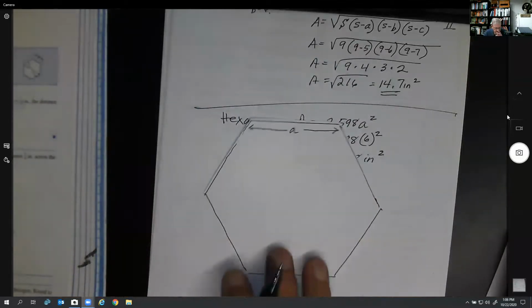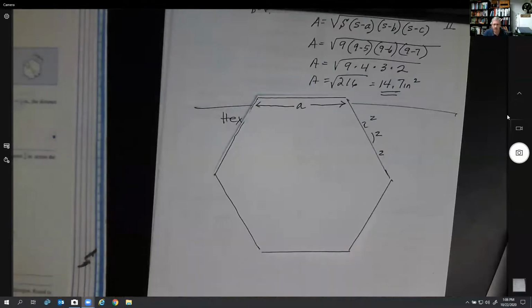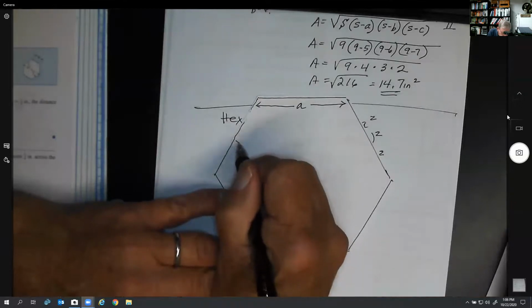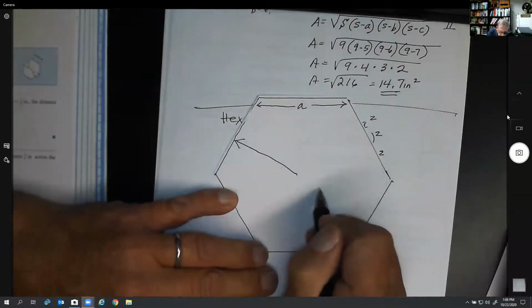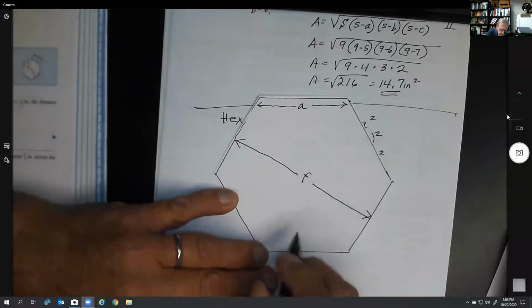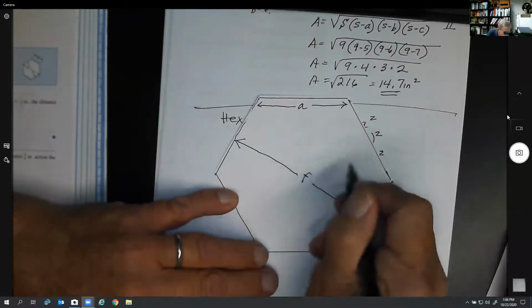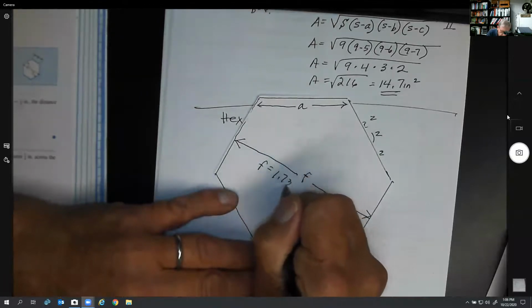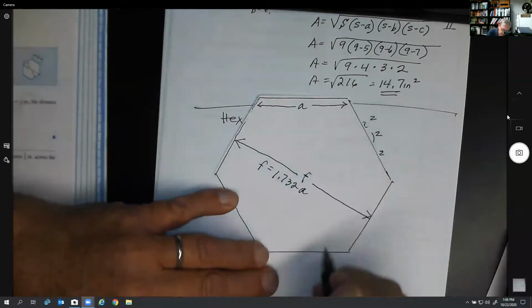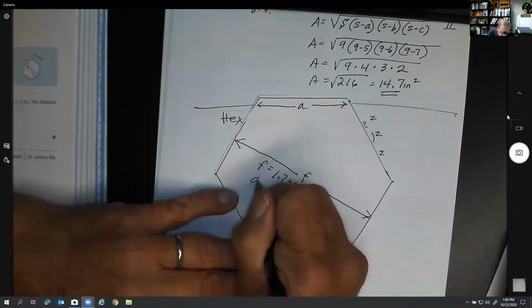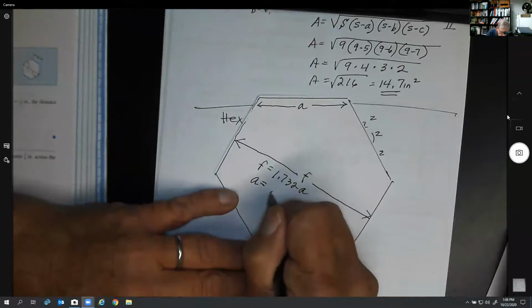Okay, another thing, the reason they're showing you hexagons is because we use hex bolts in mechanics and stuff like that. The distance between this flat side and this flat side, these are called flats. We call that F. Okay? Flats are equal to 1.732 times side A. I know, weird. Or if you have the flat and you're trying to find side A, it would be equal to 0.57.